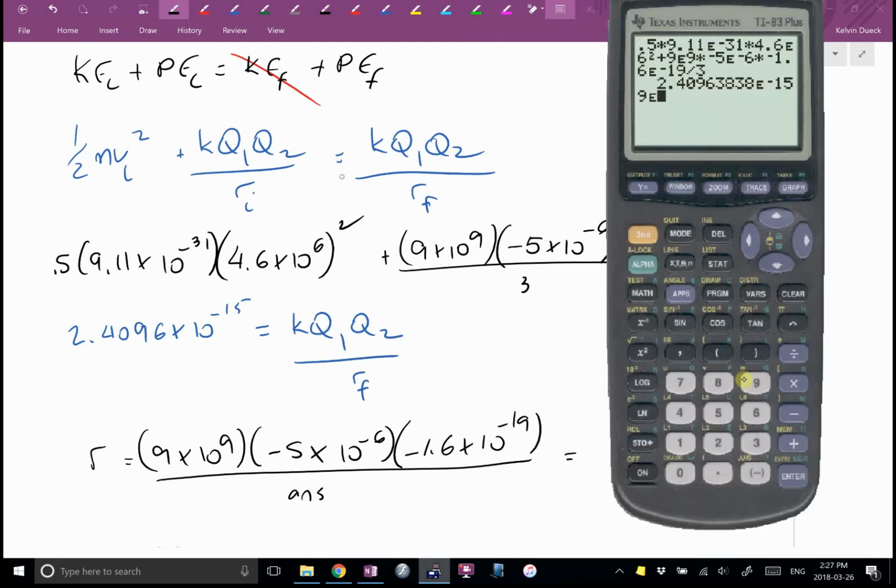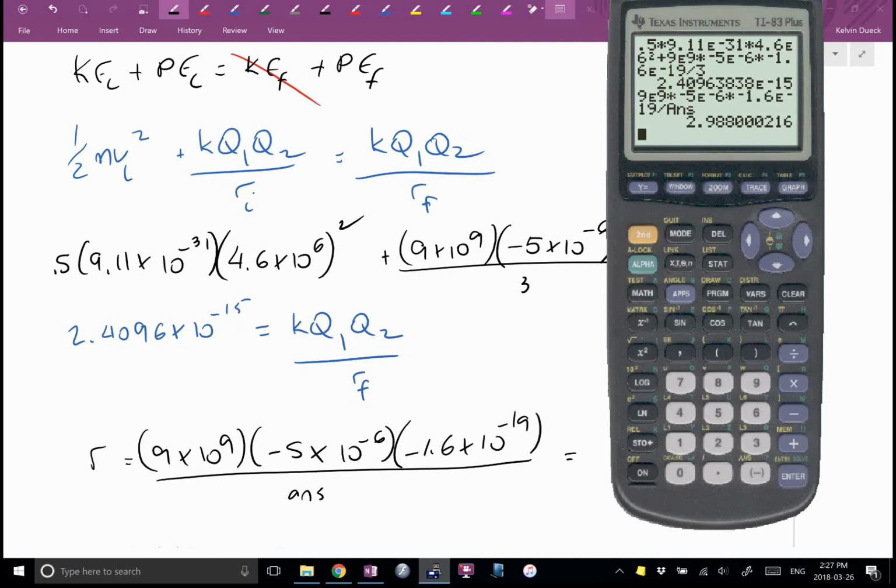9 times 10 to the 9th times negative 5 microcoulombs times negative 1.6. Now, Manir, also, though, if you're lazy at this stage, what's a negative times a negative? If I was really lazy, I could leave the negatives off because I'm going to get a positive answer. I leave that to your own discretion, what kind of shortcuts you want to take. Divided by answer button, and let's see if I made up terrible numbers or not. Did I? How close is it going to get?